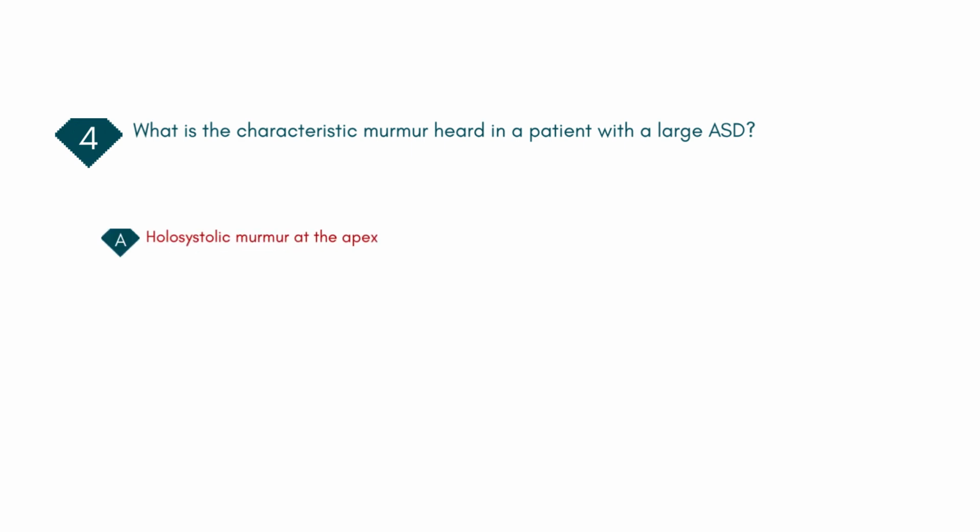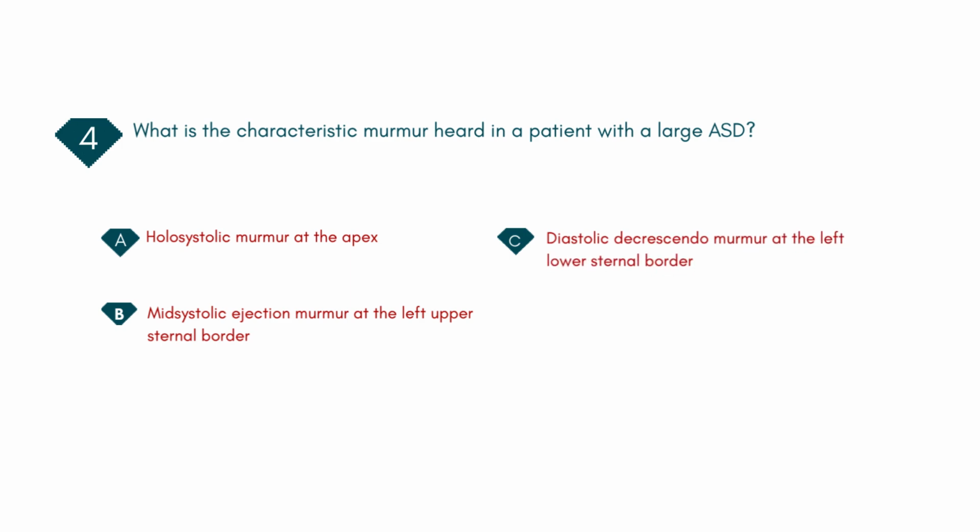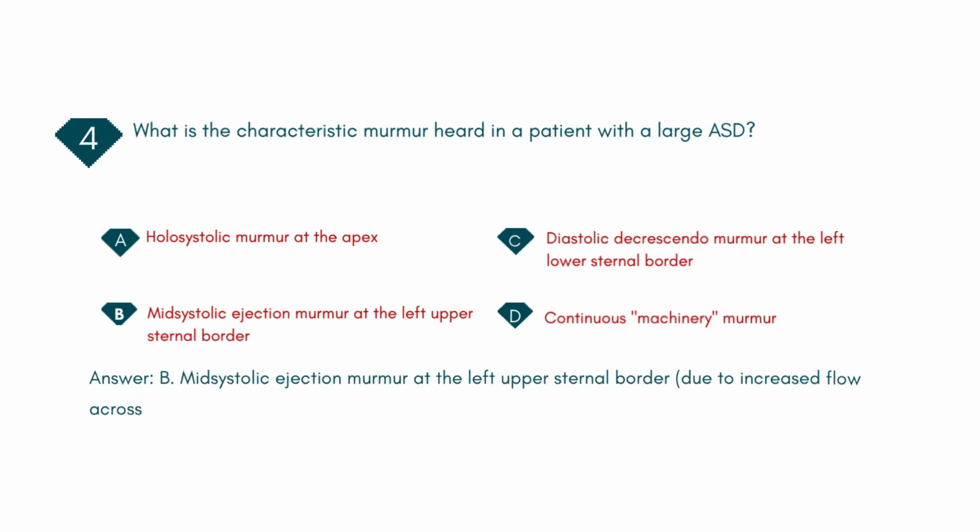A. Holosystolic murmur at the apex. B. Midsystolic ejection murmur at the left upper sternal border. C. Diastolic decrescendo murmur at the left lower sternal border. D. Continuous machinery murmur. Answer: B. Midsystolic ejection murmur at the left upper sternal border, due to increased flow across the pulmonary valve.